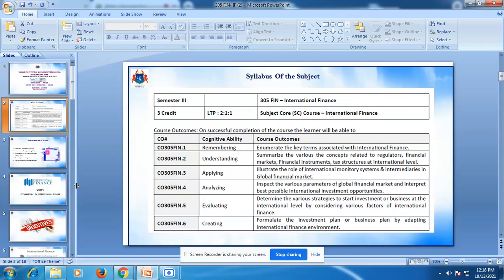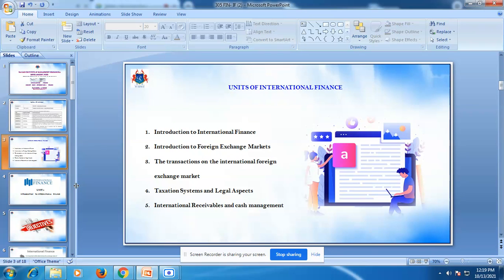The fourth course outcome is to inspect the various parameters of the global financial market and interpret the best possible international investment opportunity. The fifth course outcome is to determine the various strategies to start an investment or business at the international level by considering various factors of international finance. And the last course outcome is to formulate investment plans or business plans by adopting the international finance environment. These are the course outcomes of this subject. We will move to the next part.